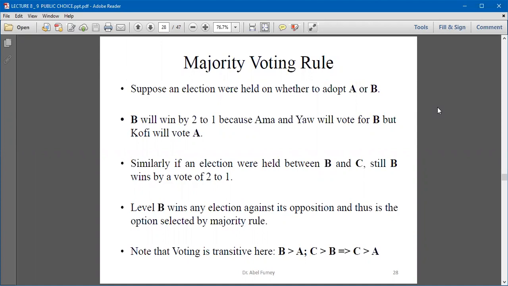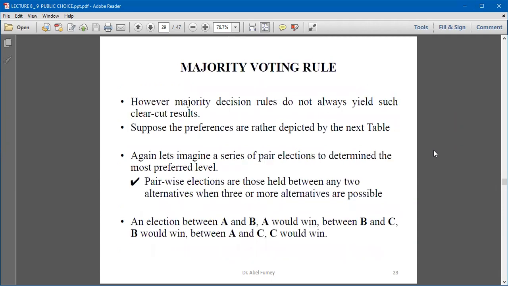So when an election is conducted and only these 3 people are voting, based on the preferences that were revealed in table 1, then B is winning against A, and B is winning against C as well. So based on the majority voting rule, policy B is going to be selected since it wins against both the other policies. Okay, so that's an example of how the majority voting rule is adopted.